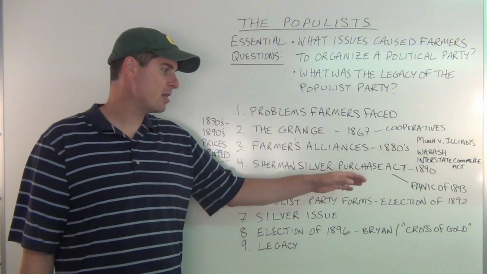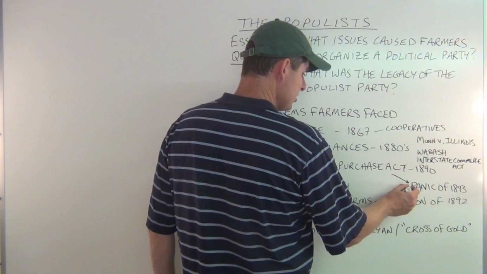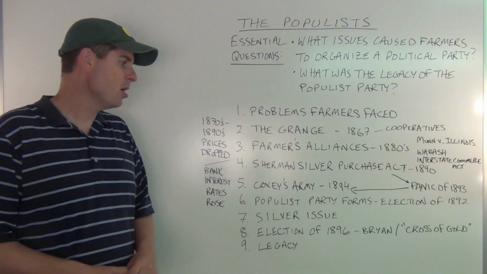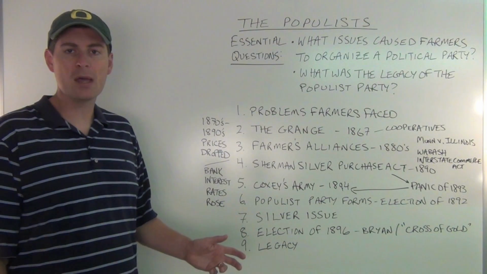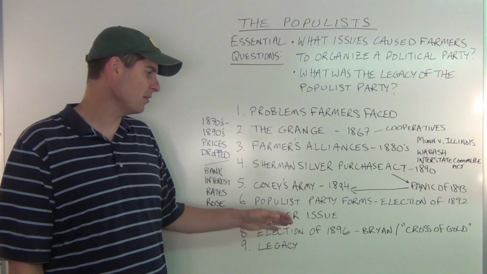The Panic of 1893 was the worst panic to that point in U.S. history. There had never been anything quite as bad as it. So people were really upset and really hurting for a few years after 1893 while that lasted.